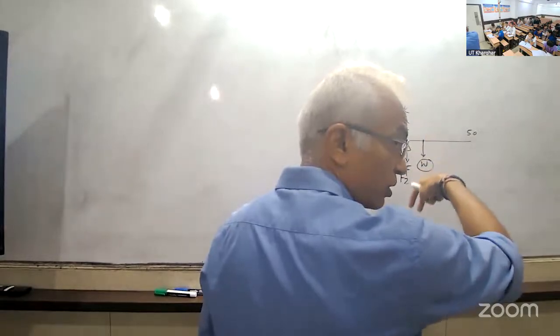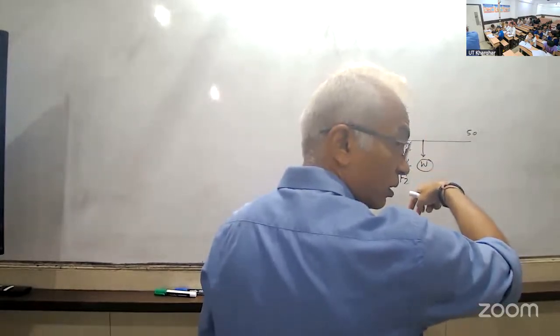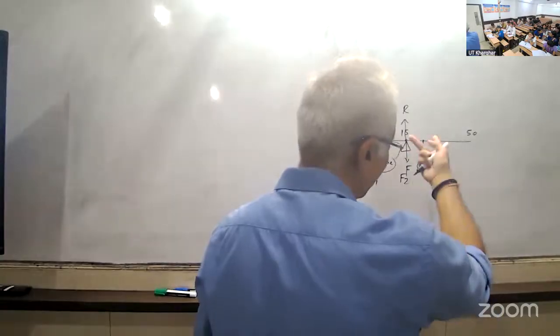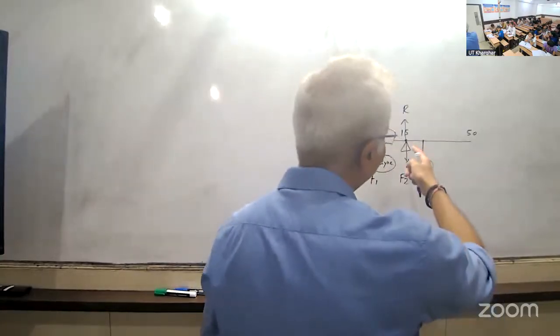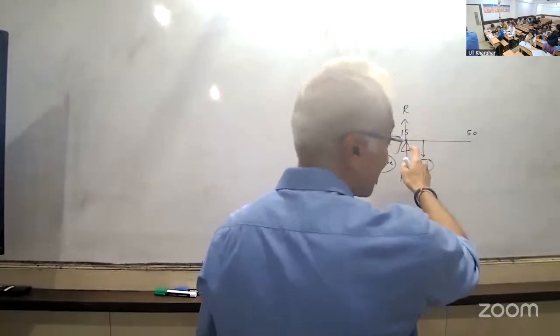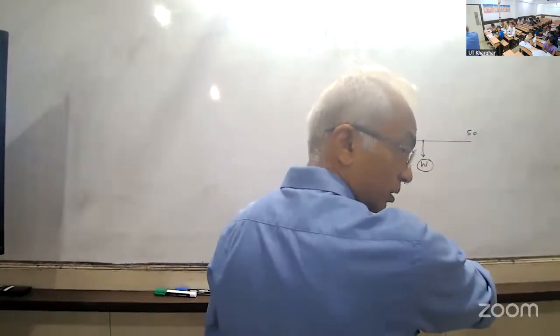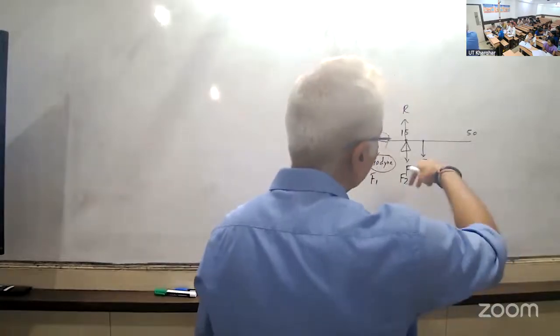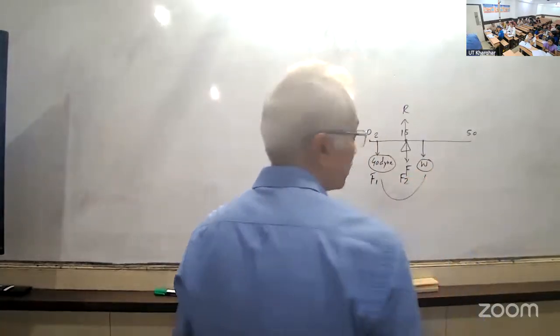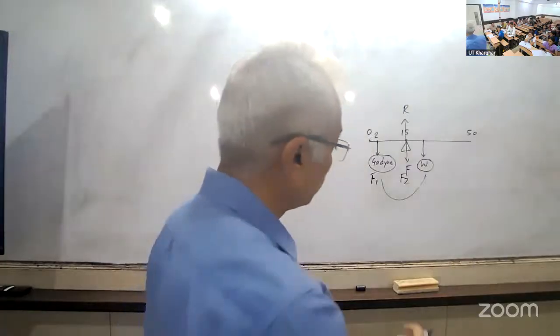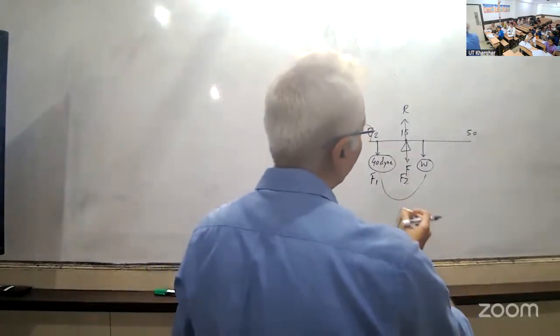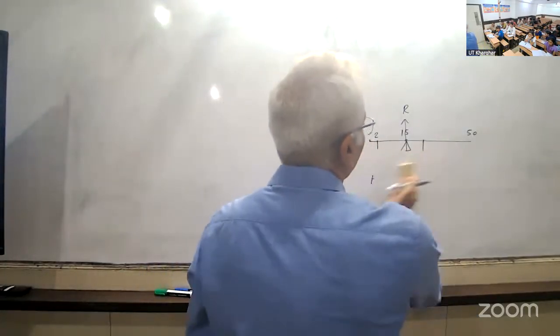So what are the two forces downward? Weight of the scale and weight of the object. Net downward is that only. And what is the upward force? Only reaction. That reaction must be balancing these two forces. Got it? So you have to do such questions only by equilibrium.